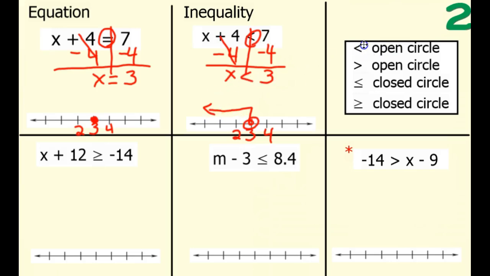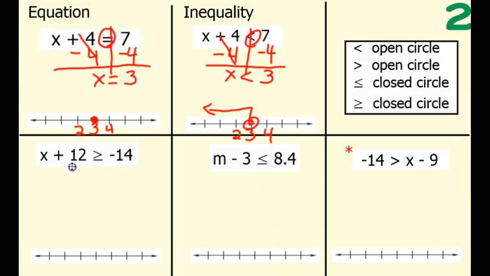If you need to remember, the less than and the greater than signs are both open circles. The less than or equal to or the greater than or equal to are both closed circles. That line makes the difference. If you see a line, you know that you can put a closed circle.